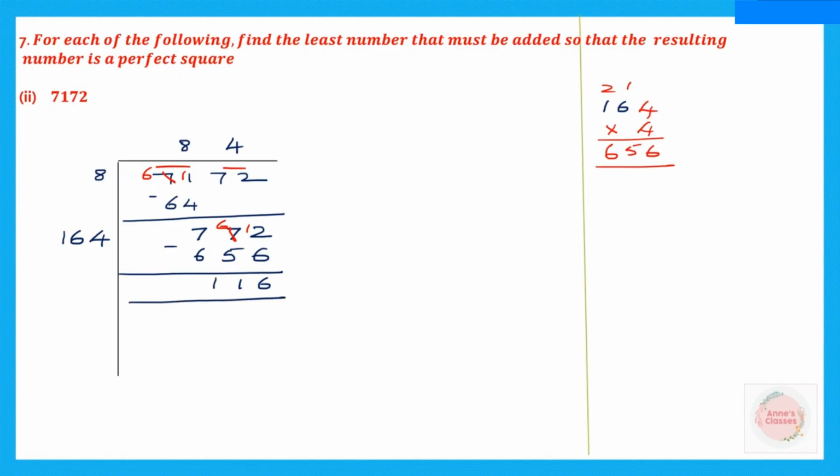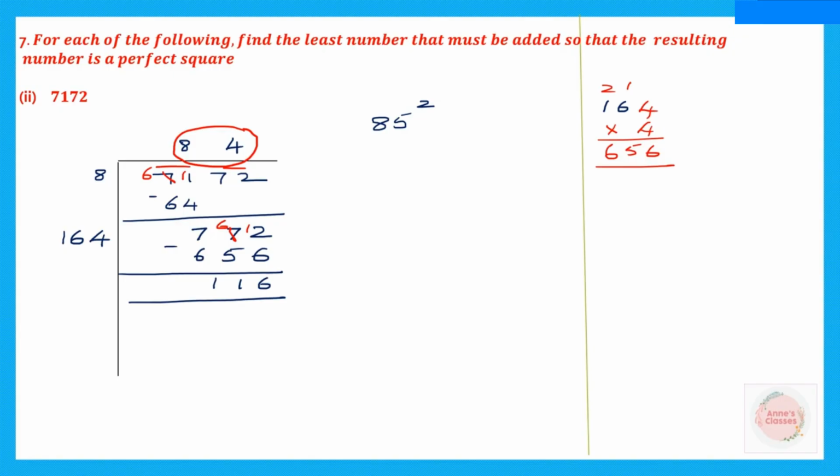116 is the remainder. This time we are not looking at the remainder, we are looking at the quotient because this is added. So whenever the question is least number that must be added, look at the quotient. So the quotient is 84. That means I have to find the square of 85.